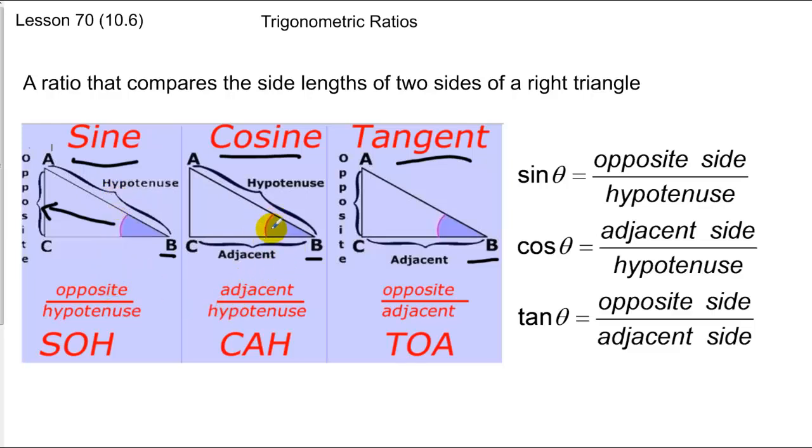The cosine of this angle is equal to the side next to the angle, it's called the adjacent side, over the hypotenuse. And the tangent of this angle is equal to the opposite side over the adjacent side. And here are these three ratios written out. What we're going to do is use information given to us in a triangle to find sides and angles.